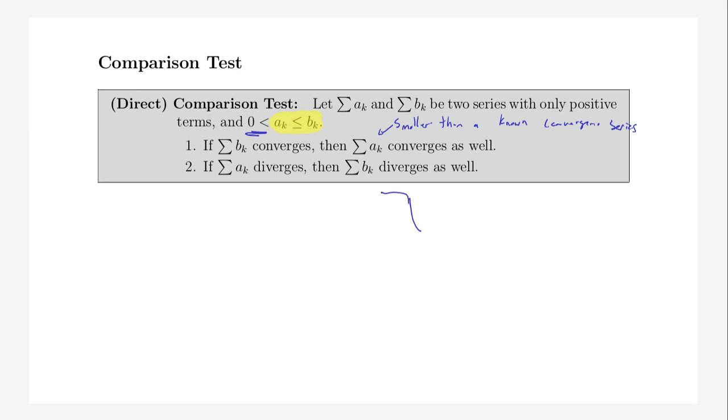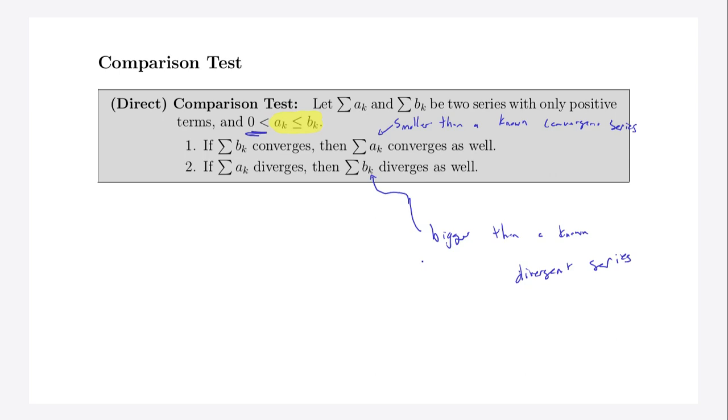And this one is bigger than a known divergent series. So if you have something that's smaller than a convergent series, it's going to converge, especially because it's bounded by 0 on the bottom. And if you have something that's bigger than a known divergent series, then it's going to diverge.